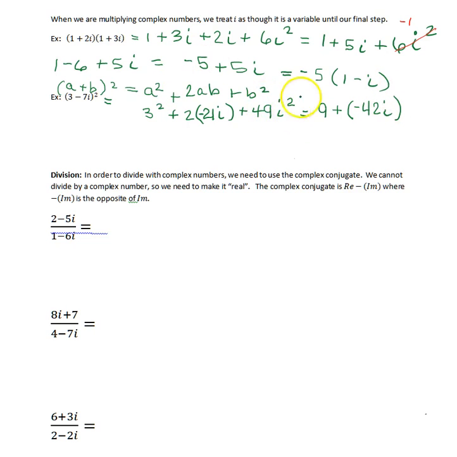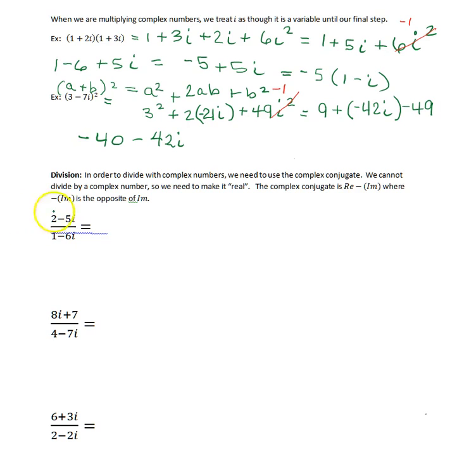And then remember, i squared is the same as a negative 1, so I'm going to quickly do that. So that's going to give me a negative 1. So now I have a negative 49. So I have a 9 minus 49. That's going to give me a negative 40 minus 42i. Now, you could also say plus a negative 42i like I did up here. Either one is correct, so I wouldn't worry about that too much.